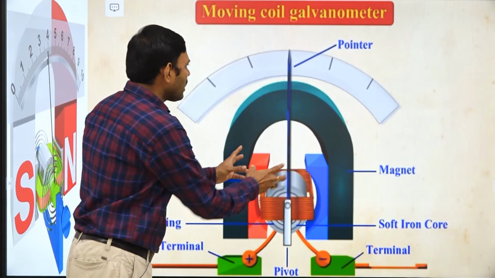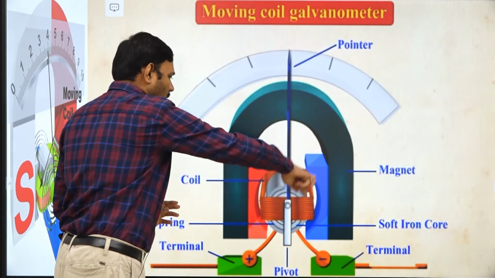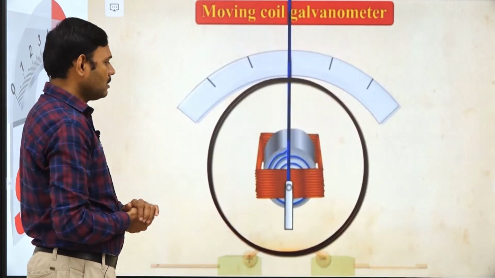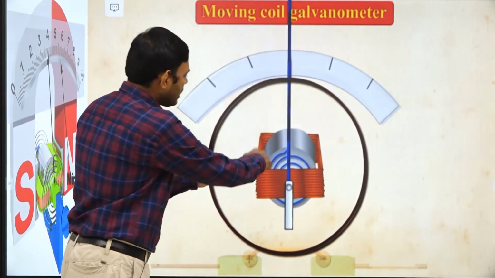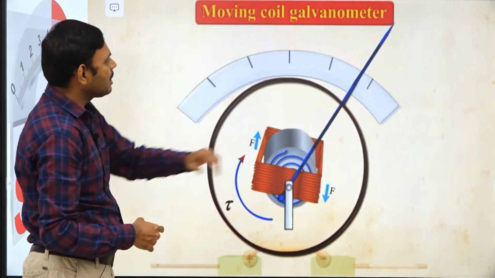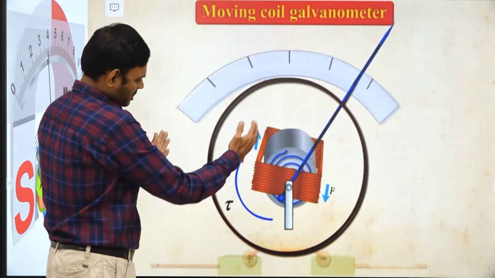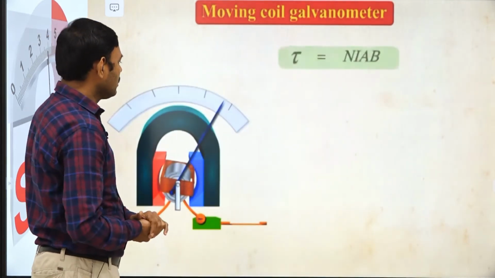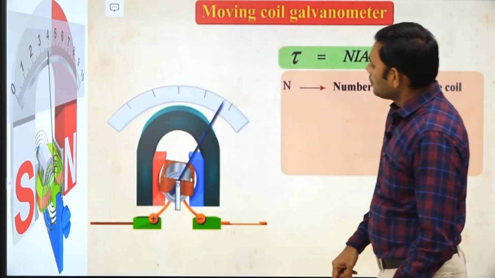So when current is passing through the coil, the current carrying coil, now present in the magnetic field, starts rotating. See the students, it starts rotating. So torque acts, two equal and opposite forces acting on the coil, and it rotates, and we have some deflection here due to this rotation.